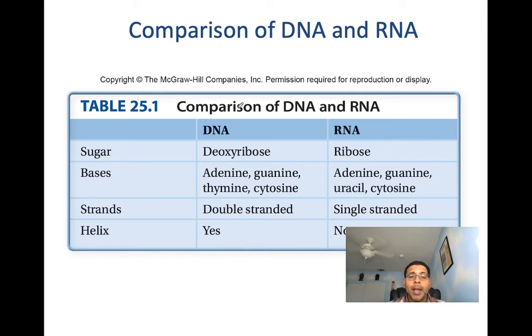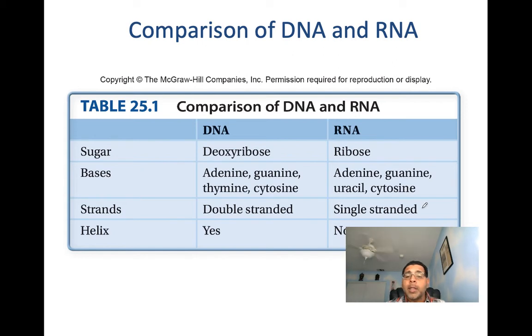So here we can look at this table. This table compares DNA and RNA. Now when we talk about the sugar each of them contain, DNA is going to contain deoxyribose as its sugar, while RNA is going to contain ribose as its sugar. Now the bases we're going to find in relation to DNA are, as we mentioned before, adenine, guanine, thymine, and cytosine. Now when we talk RNA, we're going to see in place of thymine, we have what we call uracil. So we'll have adenine, guanine, uracil, and cytosine.